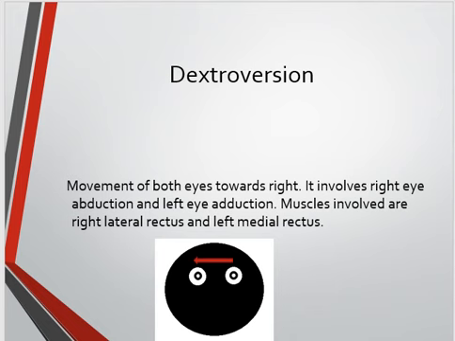Similarly, the left eye is moving towards the nose, that is, it is doing adduction, and the muscle responsible for it is medial rectus. So in dextroversion, it is the right lateral rectus and the left medial rectus which work together.